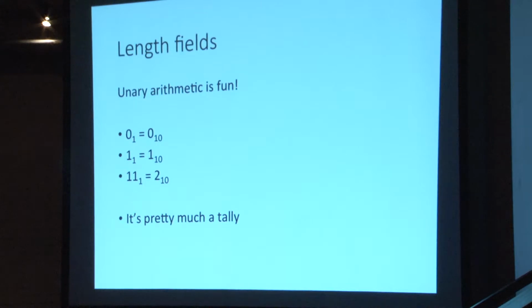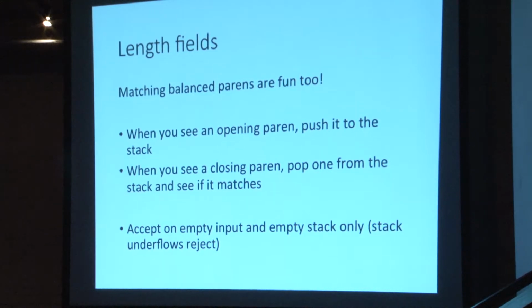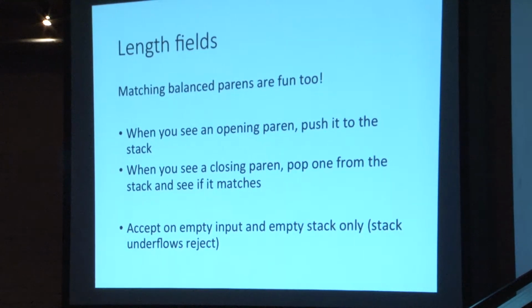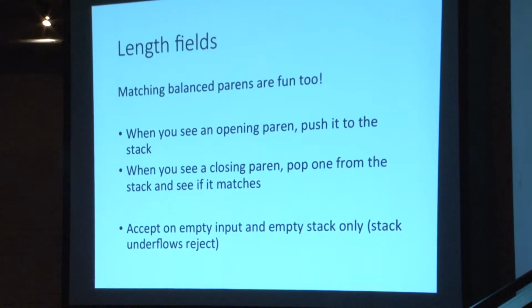5 ones is 5. That might begin to look a little bit to you like matching balanced parens. When we match balanced parens, essentially what we're doing is creating a stack. We push the paren onto the stack when we see an open paren. When we see a closed paren, we pop it off the stack and see if it's the same. If it's not the same, we reject. If we've reached the end of the input and the stack is empty, then we accept the message.